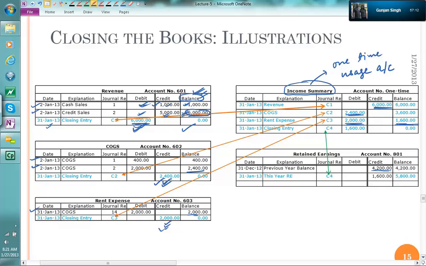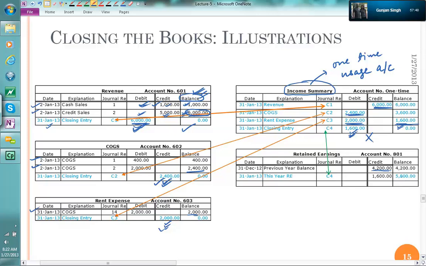Now we need to close this. So what is 1,600? 1,600 is, in a way, the net income. This is the net profit for the business. Now I want to close this account also. What is the nature of the balance you have? Is this a debit balance or a credit balance? This is a credit balance. So we make a debit entry here. This is a credit balance of 1,600, so we make a debit entry here.